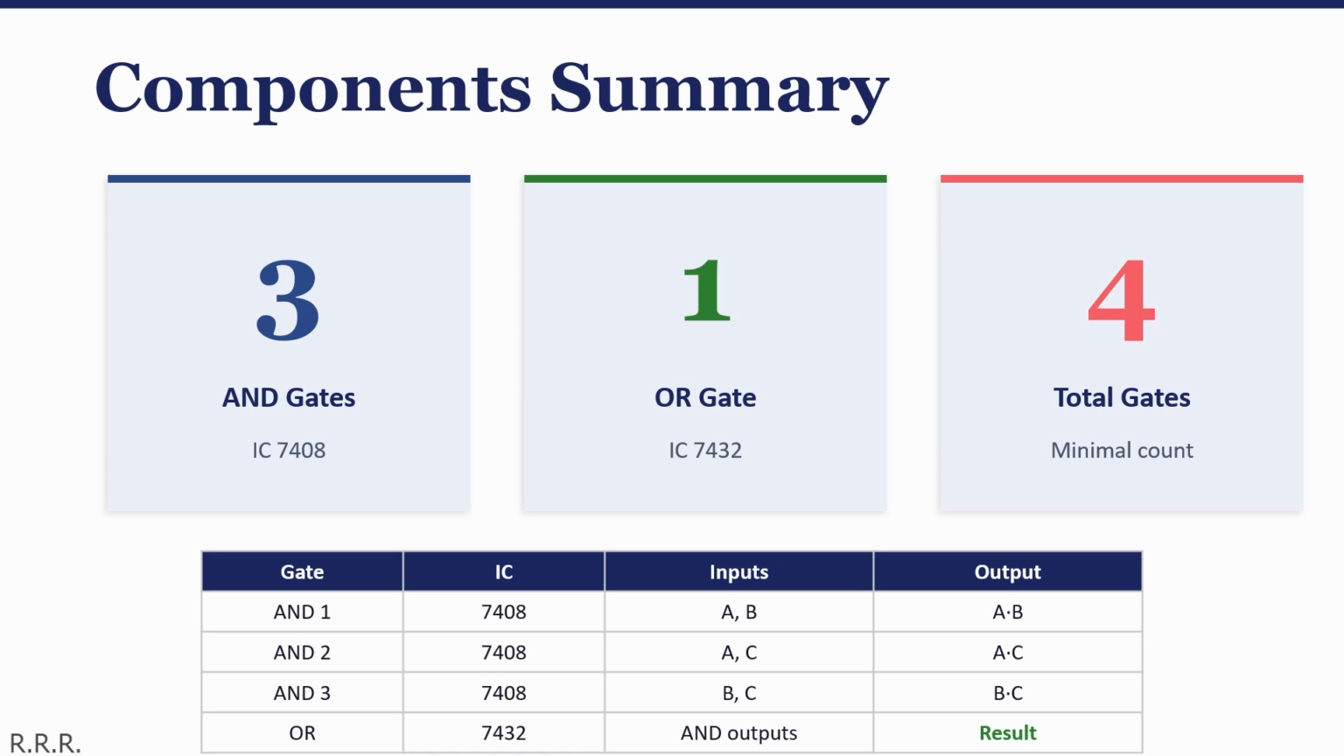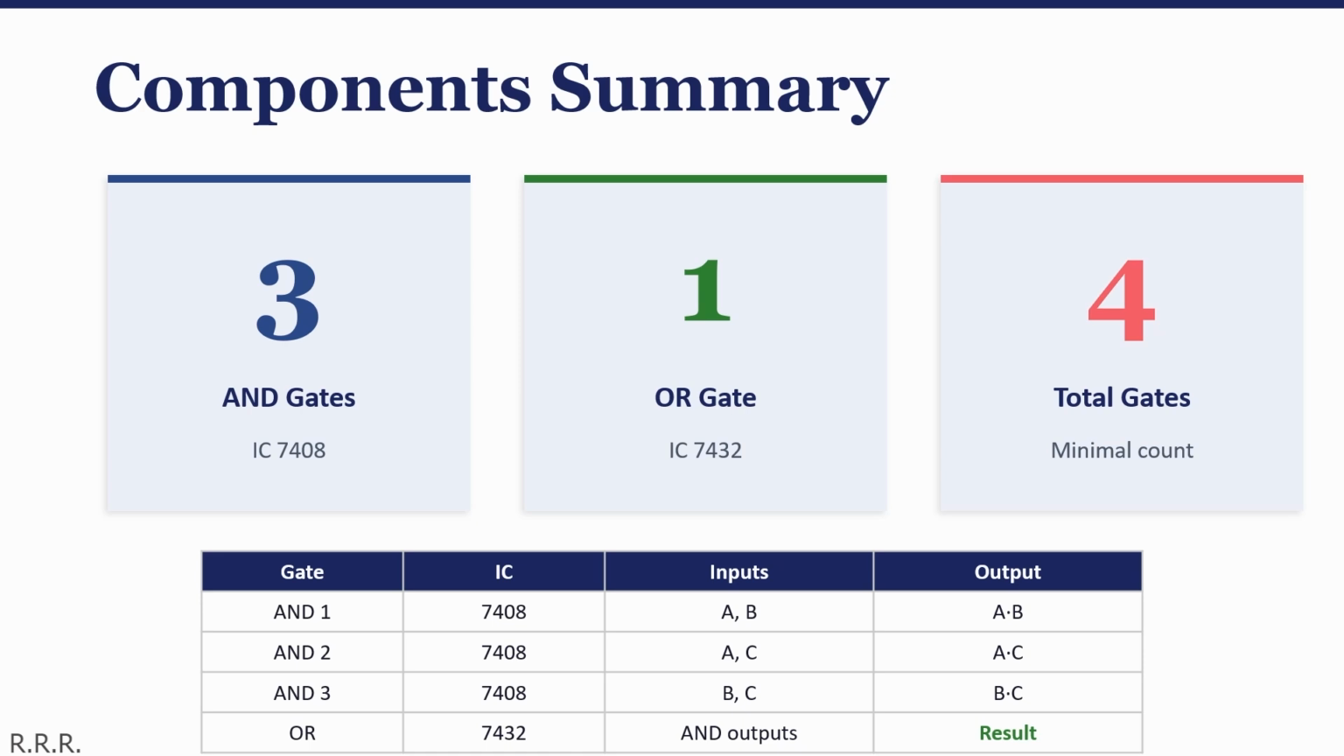We use 3 AND gates, all from the IC7408 chip. AND gate 1 takes inputs A and B and produces A and B. AND gate 2 takes inputs A and C and produces A and C. AND gate 3 takes inputs B and C and produces B and C. We use one OR gate from the IC7432 chip. It takes the 3 AND gate outputs and produces the final result.